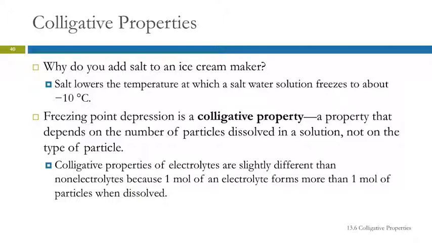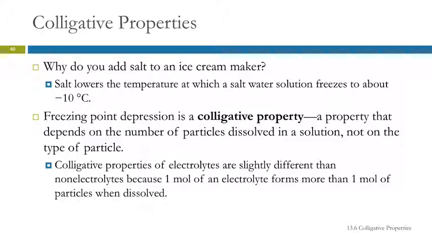It's important. So you can use salt to lower the temperature of the ice to about minus 10 degrees Celsius. This is because it lowers the freezing point of the water. And it's called freezing point depression because it depresses the freezing point. It's a colligative property. Colligative properties, there's several of them, are properties that depend on the number of particles, not on what the particles are. Doesn't matter what particle it is, just how many particles are there.